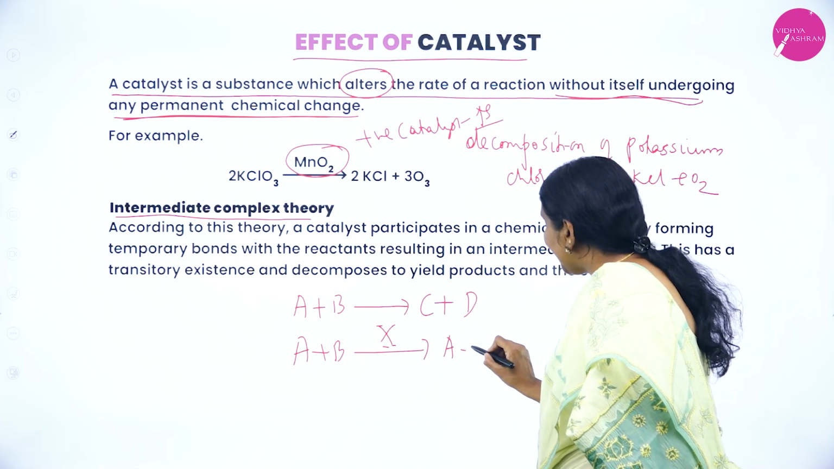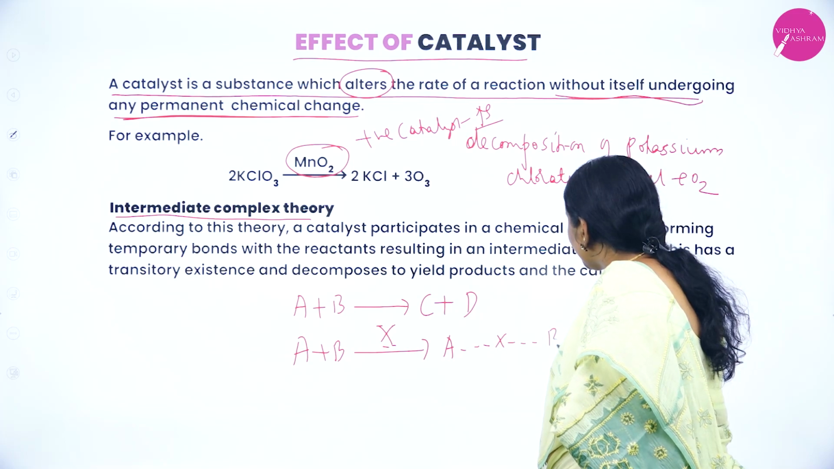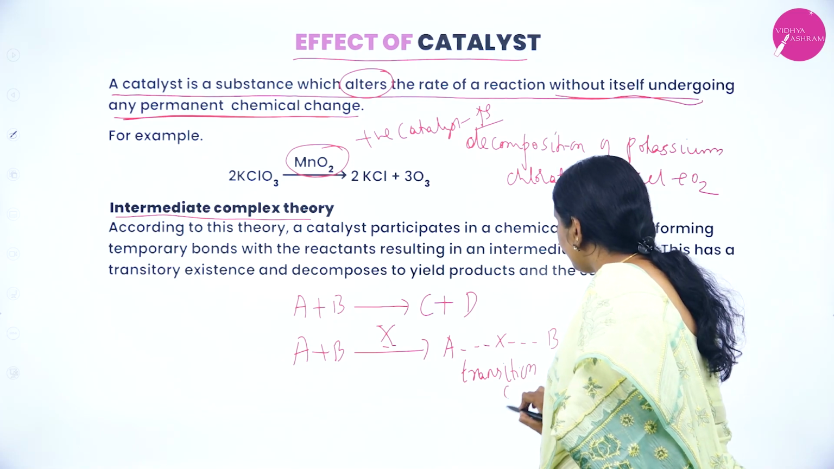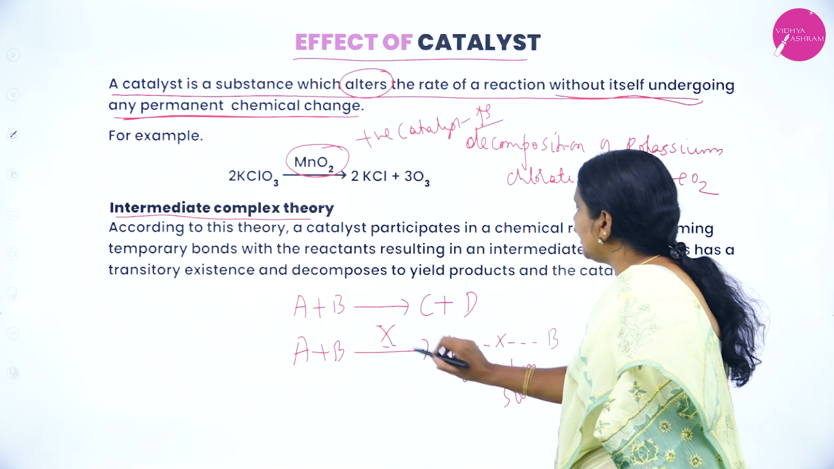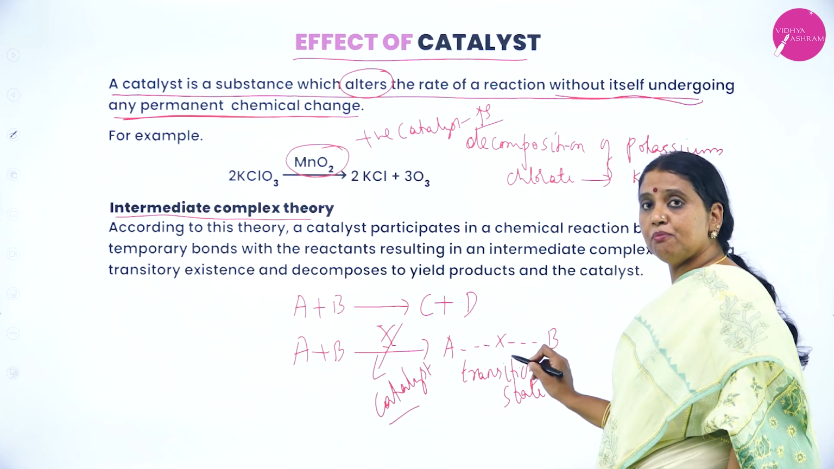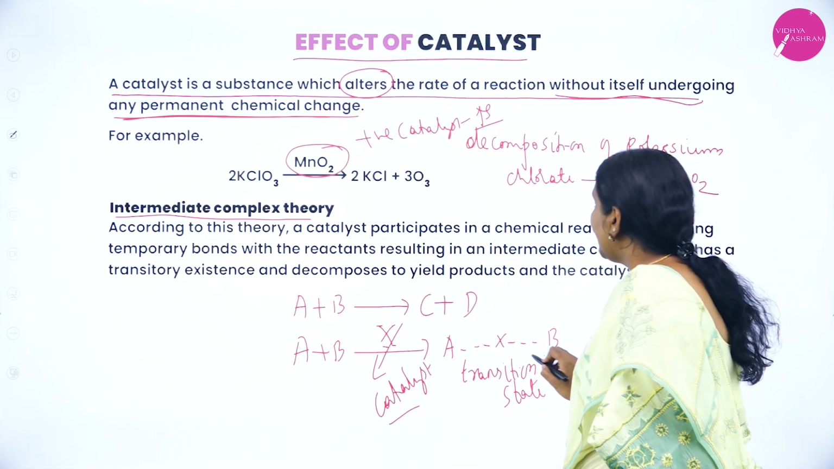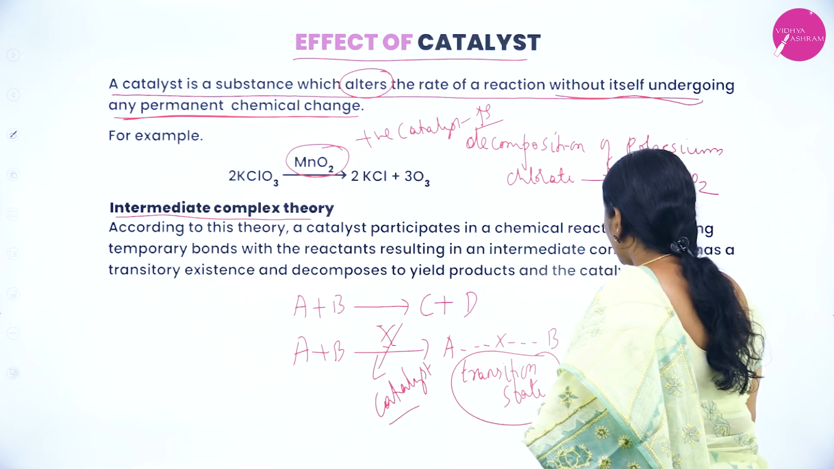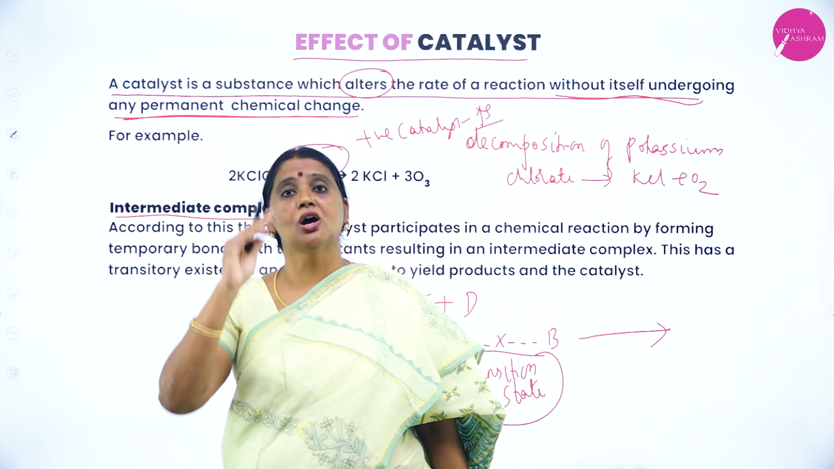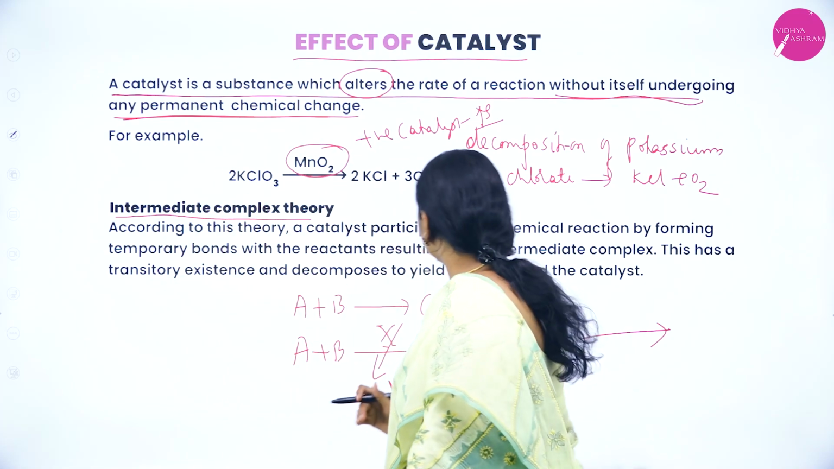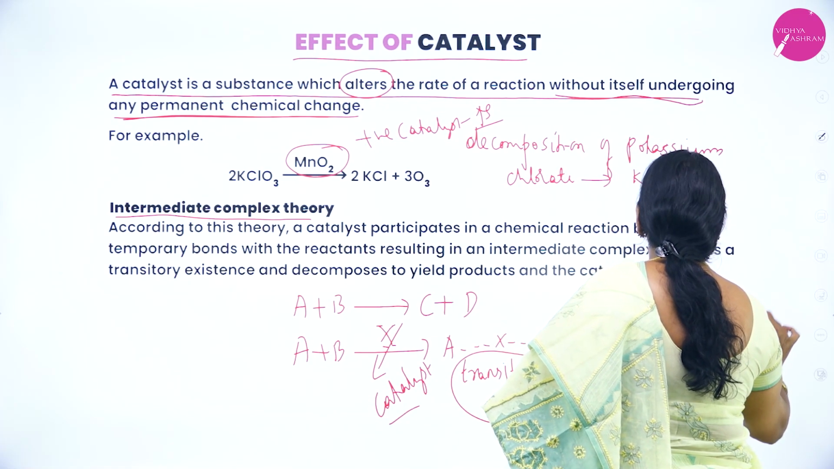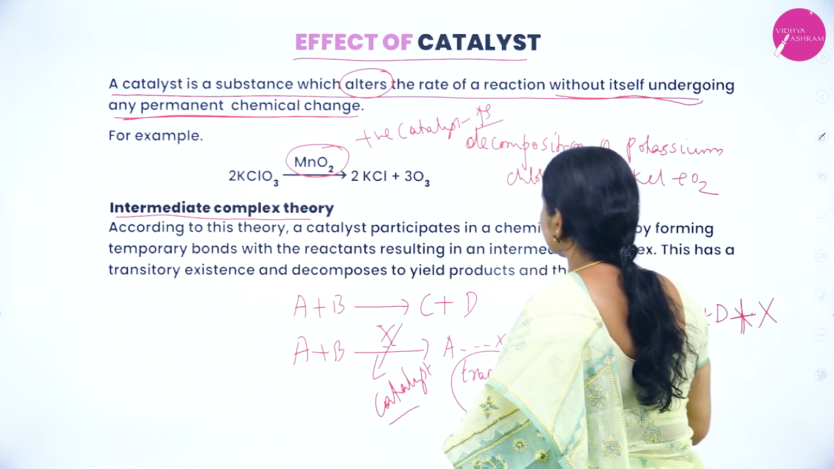What happens? The reactants form temporary bonds with the catalyst and there is an existence of a transition state. What is X here? X is the catalyst. This catalyst forms temporary bonds, or is partially bonded, with the reactants and there is formation of a transition state, which is also called the intermediate complex. This transition state is unstable and it gives rise to product with regeneration of catalyst X.